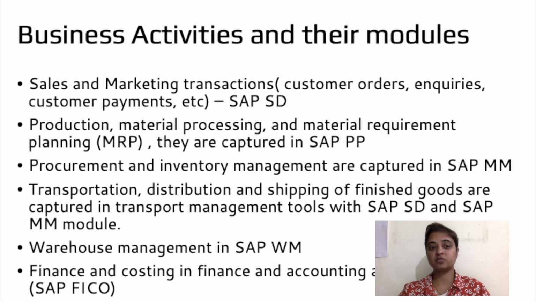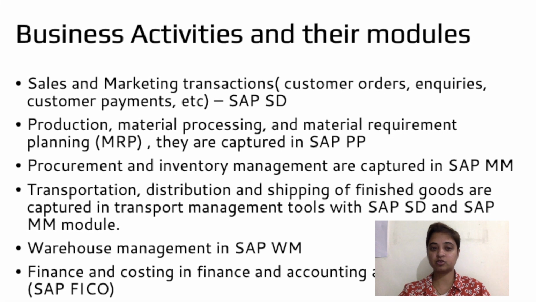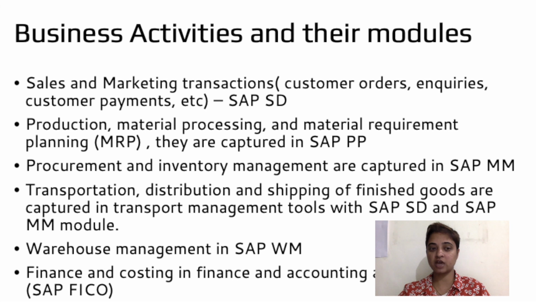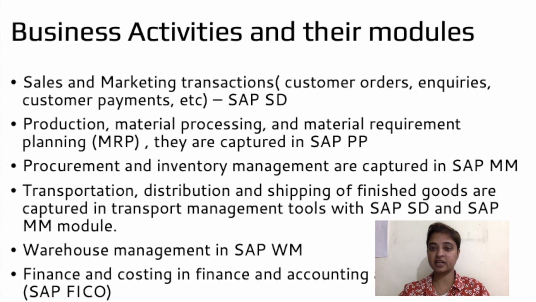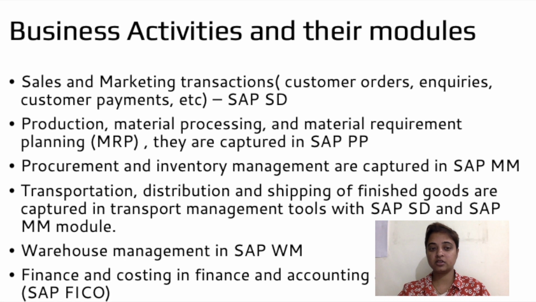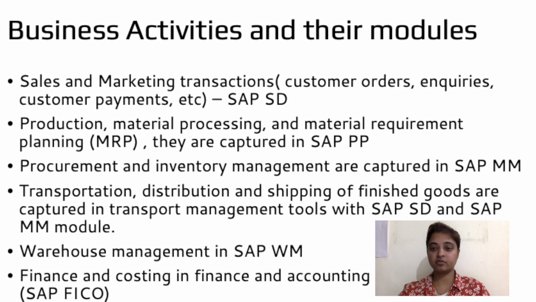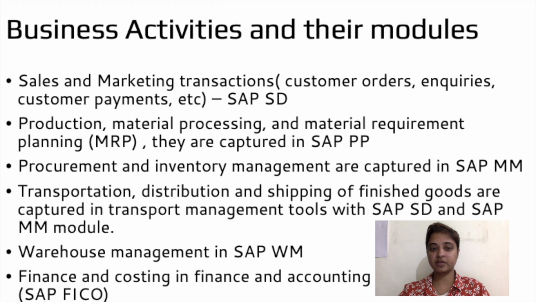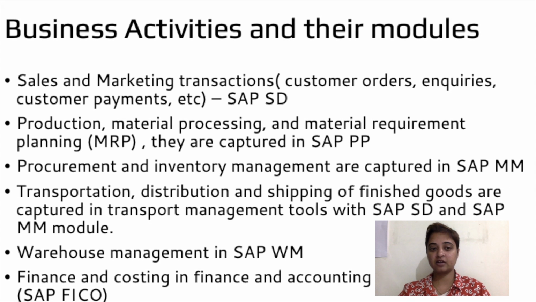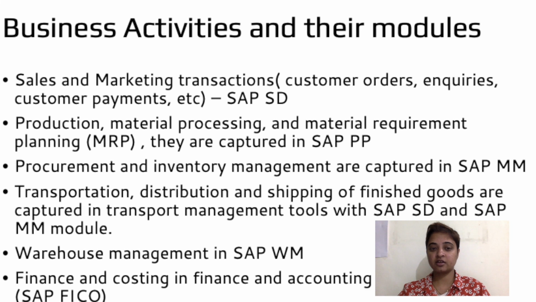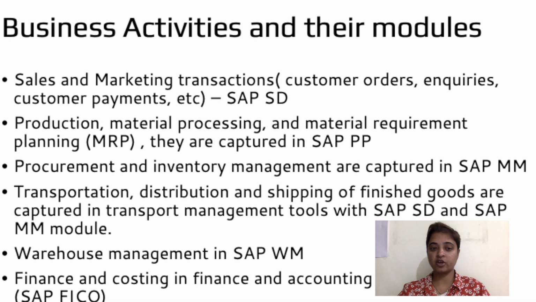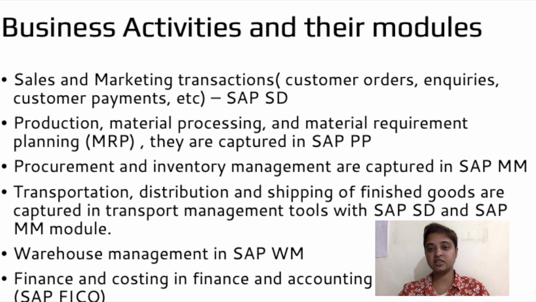Then transportation, distribution, and shipping of finished goods are captured in transport management tools with SAP SD and SAP MM module. Then there is a warehouse management module, that is SAP WM, and the last is a FICO module, that is the finance and costing and controlling of SAP data related to finance.